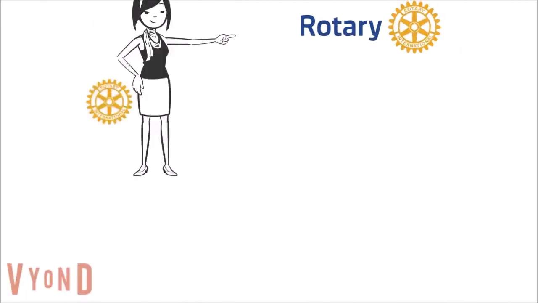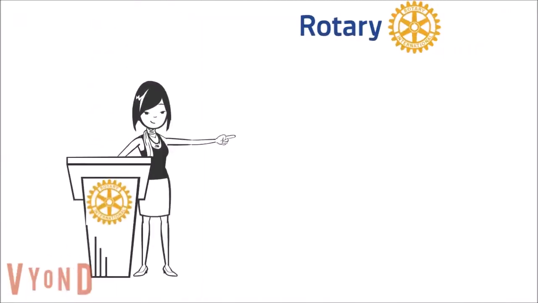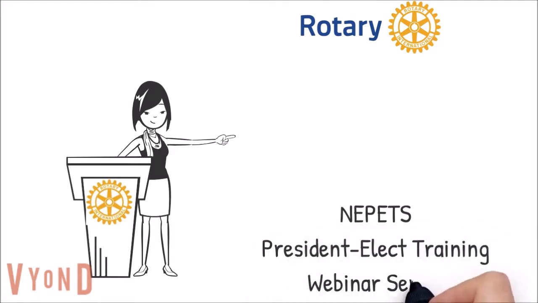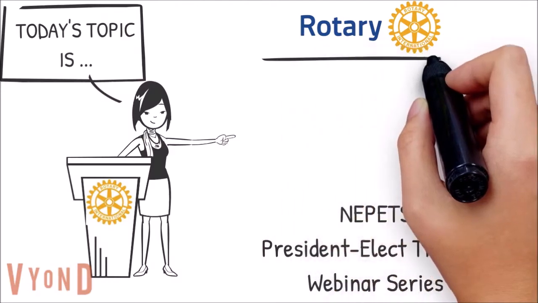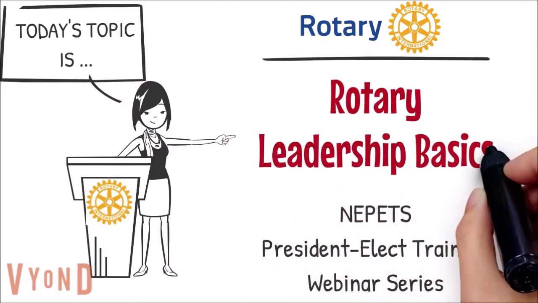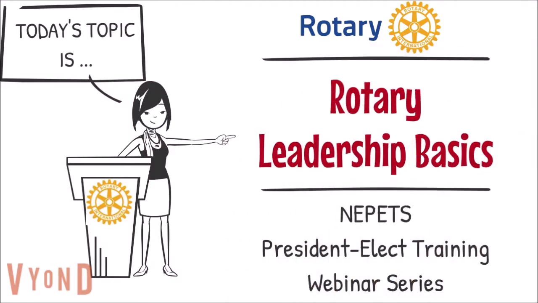Welcome to another chapter in the Northeast Pets President-Elect Orientation Webinar Series. Today's topic is Rotary Leadership Basics. This is a 15-minute presentation on some basic leadership techniques that will help you lead your club more effectively.